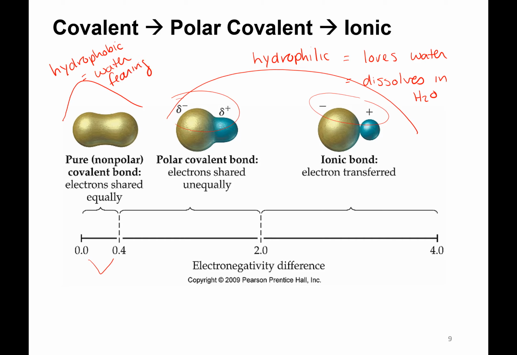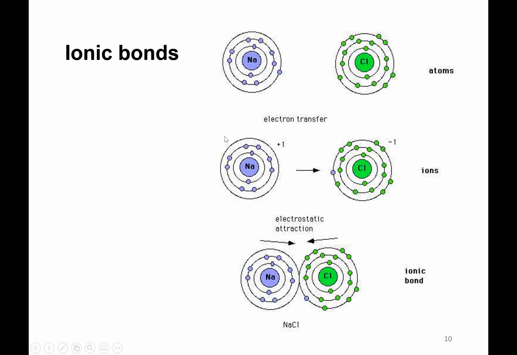Okay, so let's look at ionic bonds and then we'll go to hydrogen. So ionic bonds can form between atoms with a big difference in two atoms' electronegativity values.